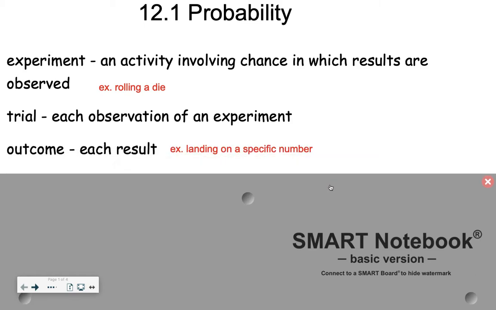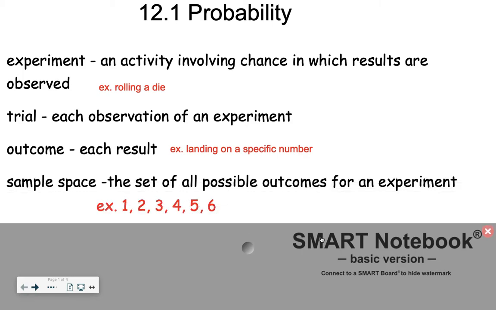And then the outcome, as you heard me already say, that's the result that you get from landing on the die. So I could roll the die and land on a 1, that would be the outcome. I could roll the die and land on a 4, that would just be a different outcome. It's a different result. All right, and then the sample space is the set of all possible outcomes for an experiment. So if we're rolling a die, we know that there's 6 different possible outcomes because there's 6 sides on our die. We could get a 1, a 2, a 3, a 4, a 5, or a 6.